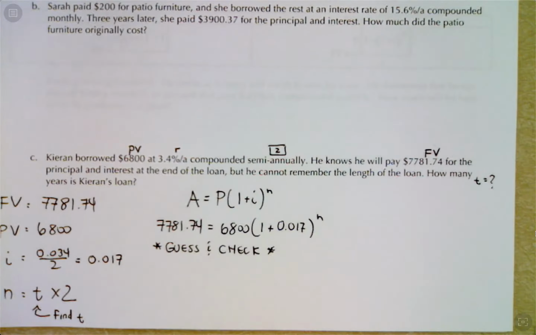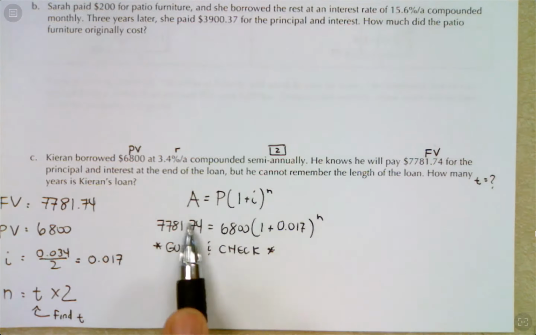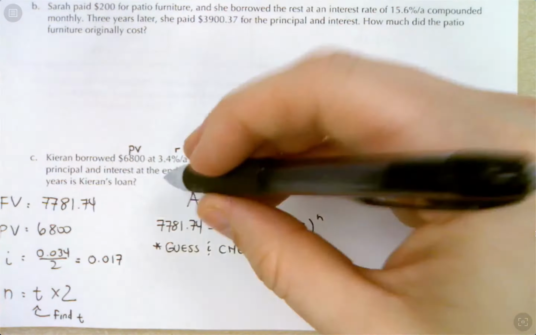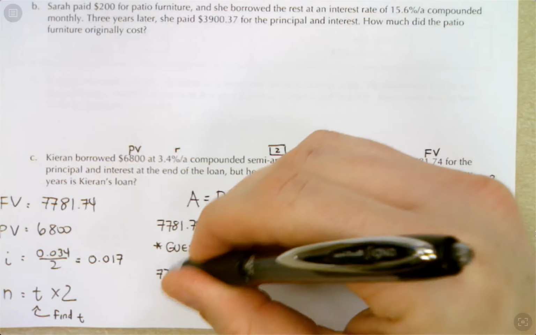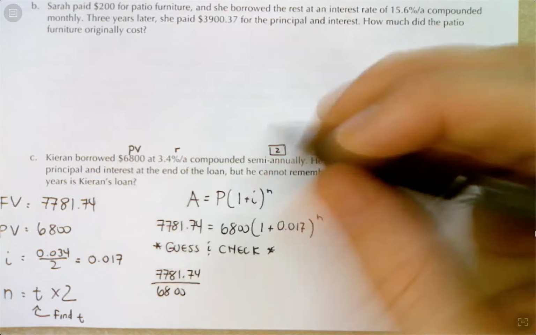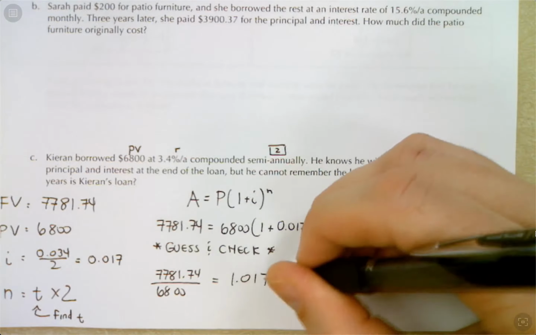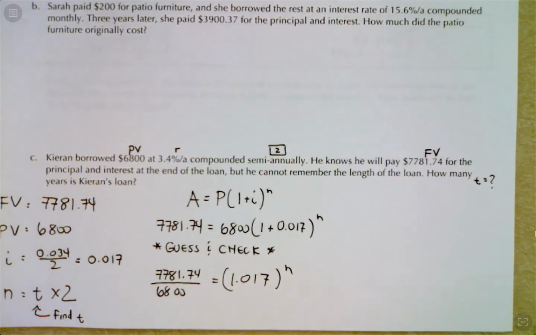Now, guess and check is not necessarily the most mathematical approach. So there is math that you can do to solve for an exponent. We just haven't learned it yet. I'm going to give it to you now, and if you want to use it, you can. And if you don't, you will just use guess and check. So how do you do it? Well, we have to take one math step. We have to divide away the 6,800. So we get a number equals a power, and then we can use it. So divide away the 6,800, we get 7781.74 over 6800. And that'll equal, I'm going to add those numbers together, 1.017 to the exponent n.